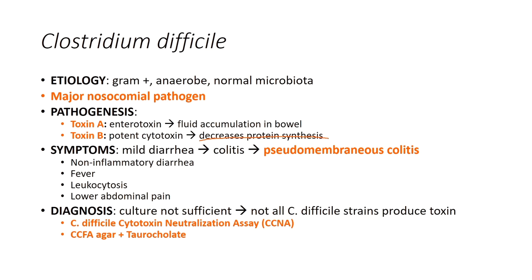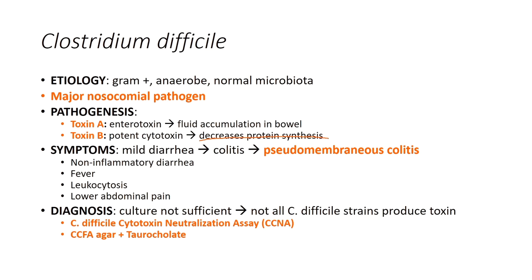All right, hopefully you thought of Bordetella pertussis, as well as Corynebacterium diphtheriae. Those are the two that cause ADP ribosylation, stopping protein synthesis. This is the third guy that does this. All right, symptoms, you can have mild diarrhea, colitis, and then pseudomembranous colitis.